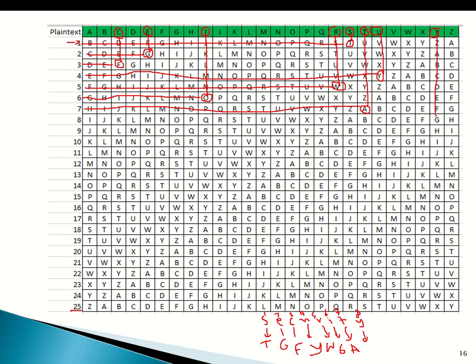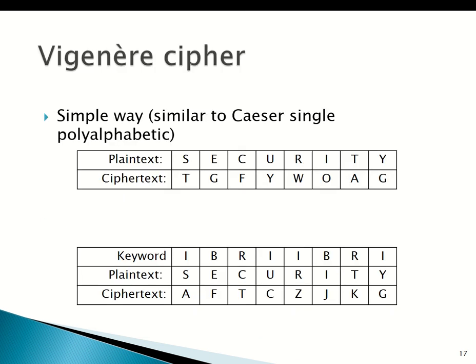We take the 8th row, because the last letter, position number 8, is G. So G in "security" is encrypted to T, G, F, Y, W, G, A, and what's the last one? G. Yes. So this is the very simple way of using the Vigenere cipher. But the other one, we can use the keyword.